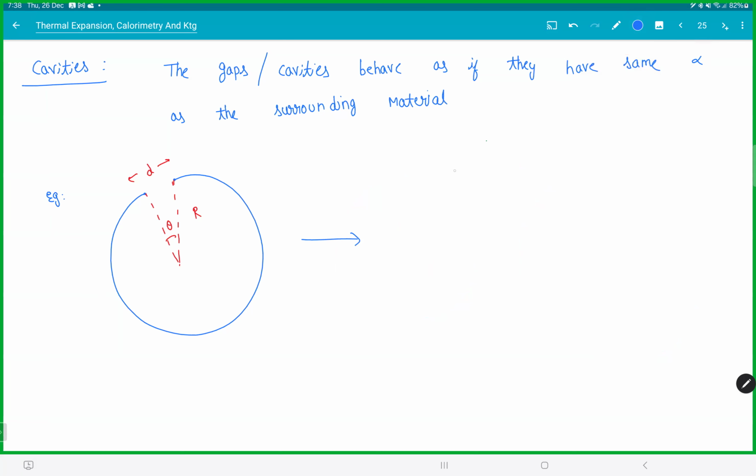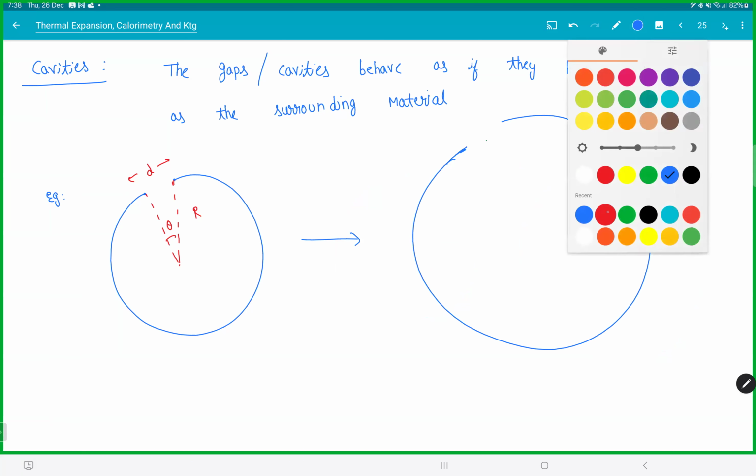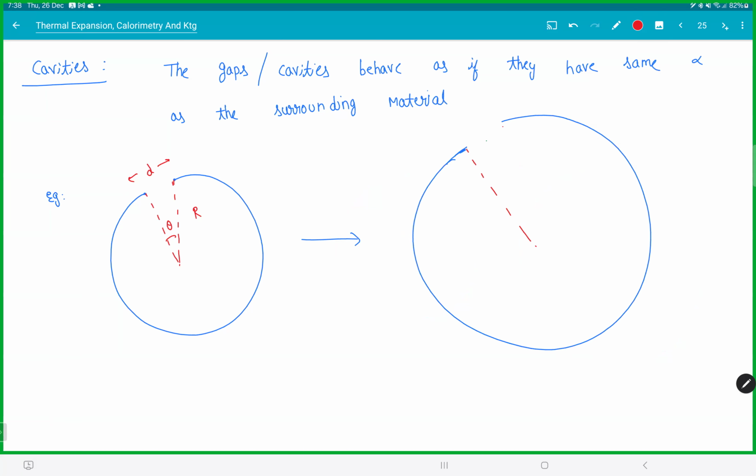So this is what will happen. The circle becomes big. The gap also becomes big. The theta will remain the same. So the radius becomes r into (1 plus alpha delta t). The gap also becomes d into (1 plus alpha delta t).